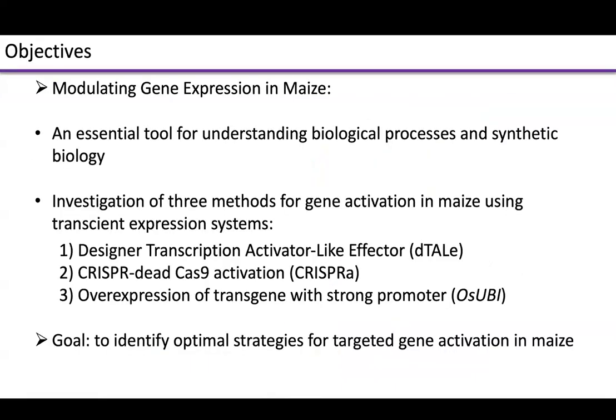So why do we do this experiment? Because we know that modulating gene expression is very important for understanding biological processes and synthetic biology. Here we developed two transient systems using three methods for gene activation. Our ultimate goal is to identify the best strategy for target gene activation in maize.